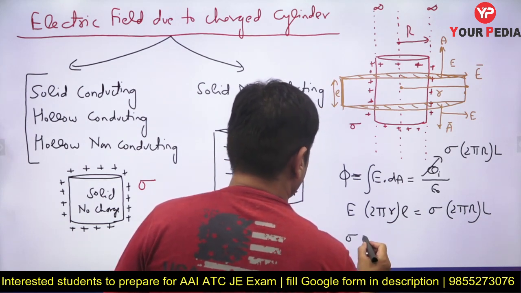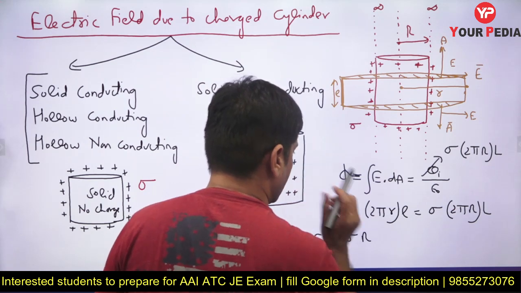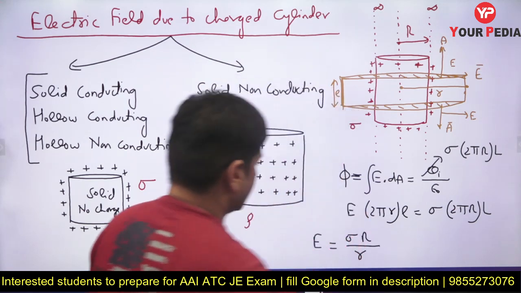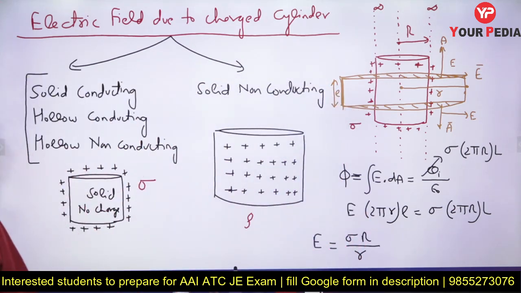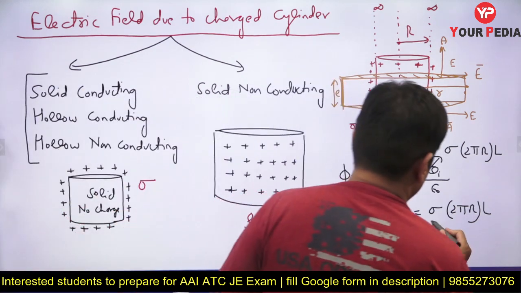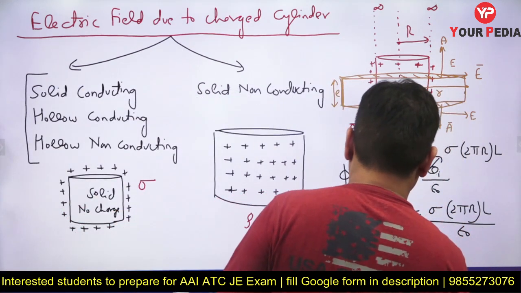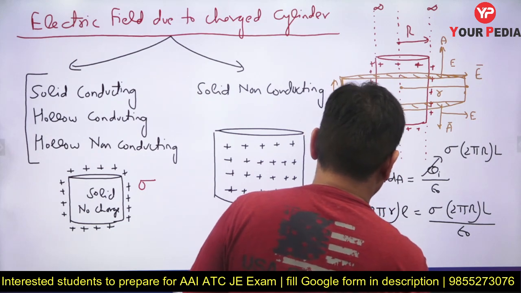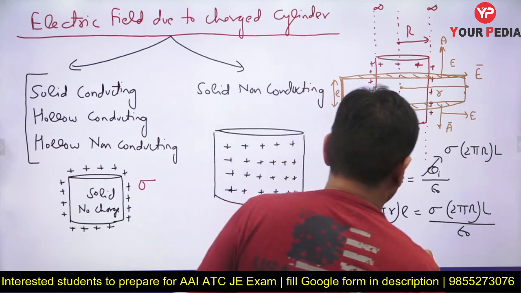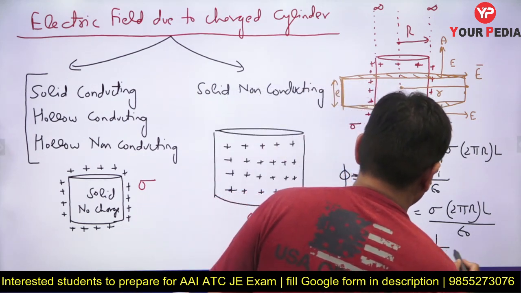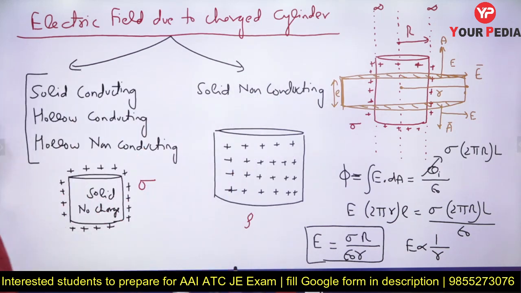Sigma over r, L gets cancelled out. Just check it out whether we get, yeah, and this is to be divided by epsilon naught. So sigma by epsilon naught, and this E is inversely proportional to r. Just check it out. The formula for this is coming out to be sigma by epsilon naught capital R over small r.